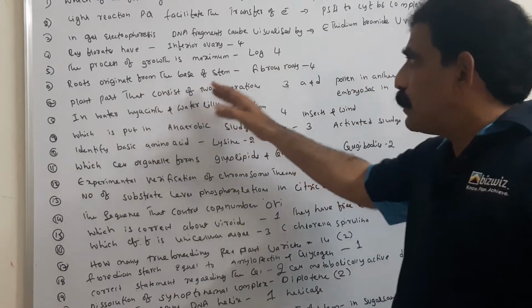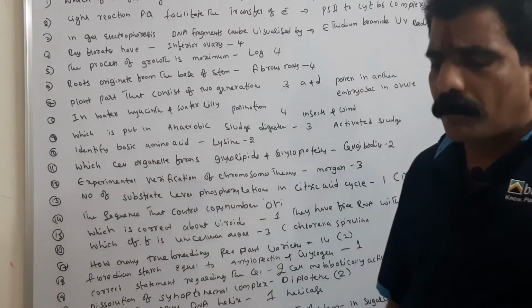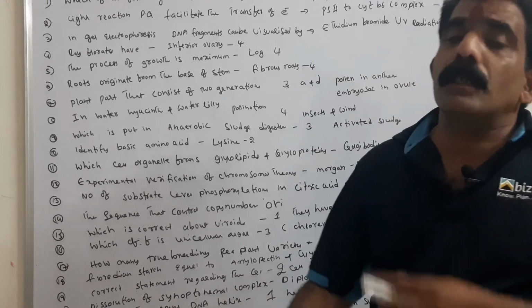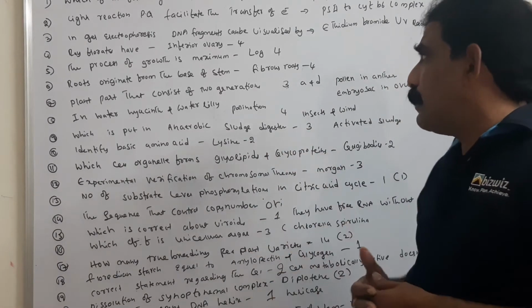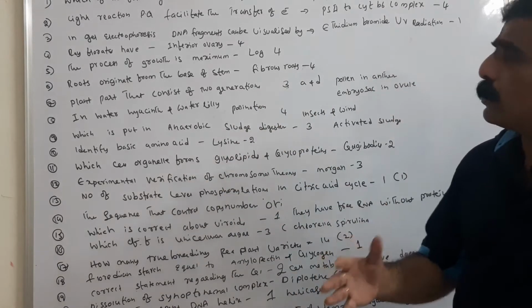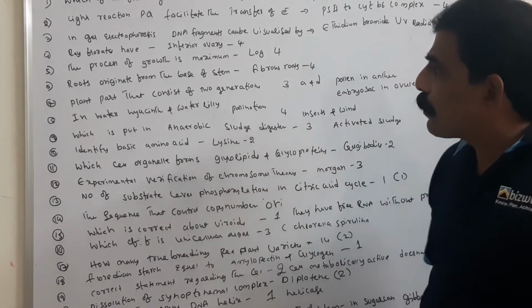Next, roots originating from the base of the stem are called as. Actually roots that originate from the base of the stem are called fibrous roots. If they originate from the radicle, that will be taproot. Here it is asked about roots produced from the base of the stem, so they are nothing but fibrous roots, given in the fourth option. So the fourth option is the right answer.